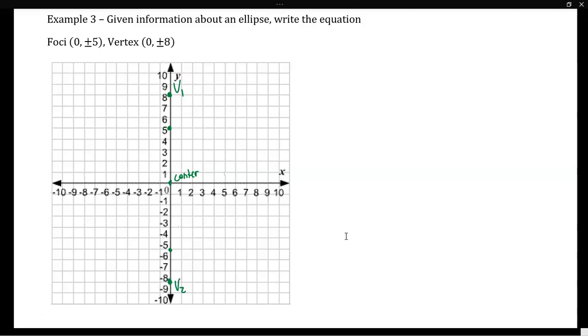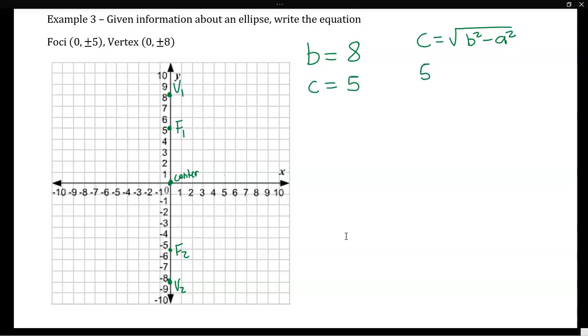So now again, our vertical axis is our major axis. So if we count from the center to one of the vertex points, that's going to tell us that b equals 8. And we know that our c value is the distance from one of the focus points to the center. So we have our focus point 1, we have our focus point 2. So if we count from the center to the focus, that's clearly going to be 5. And again, c is just going to equal the square root of the larger denominator. So in this case, it's going to be b squared minus a squared.